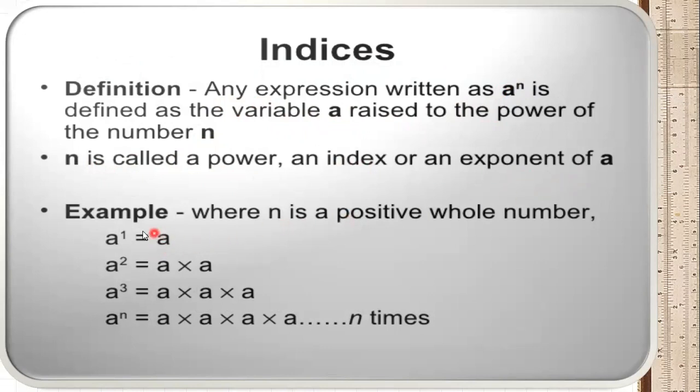So an example, this one here is read as a to the power of 1, which is the same as a. If a is to the power of 2, it means we multiply a 2 times, that is a times a. If a is raised to the power of 3, that is a times a times a, 3 times. If a is to the power n, we multiply a n times.